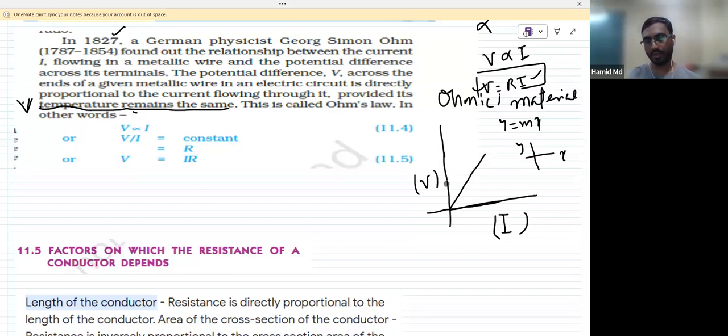If you see that the relation between V and I is a straight line, you must say that this material is an ohmic material, like copper, aluminum, or other conducting metals. When we come to semiconductors, those are not ohmic. So you have to keep in mind what ohmic and non-ohmic materials are. Is it clear?